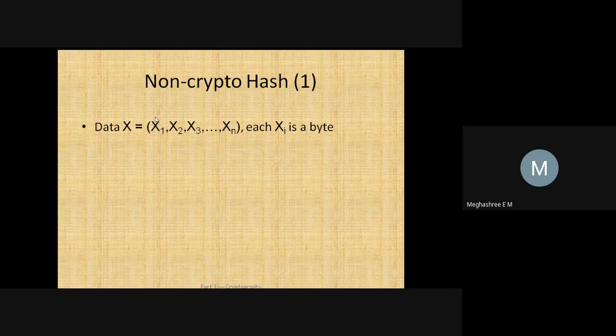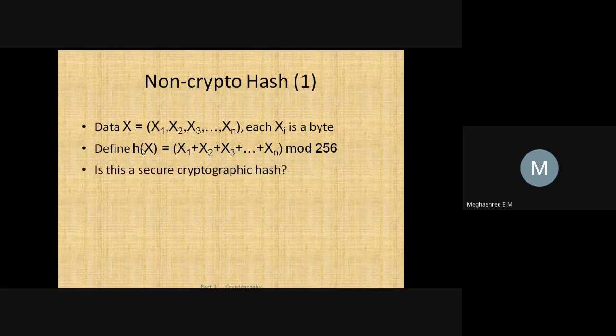When you perform a hash function on this, I'm telling you again, these hash functions are not as secure as the one we discussed in the previous slide. So define h of x. When you perform the hash function on this data, I'm going to use x1 plus x2 plus x3 till xn mod 256. Obviously, when you perform a hash function, you are provided with a compressed output, right?